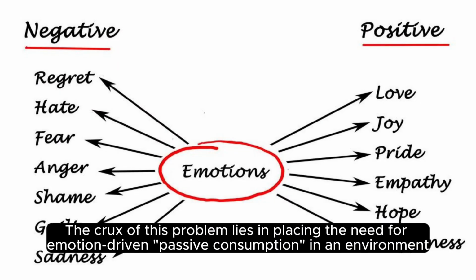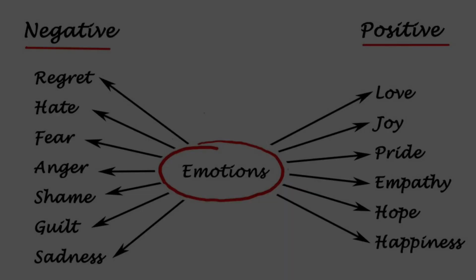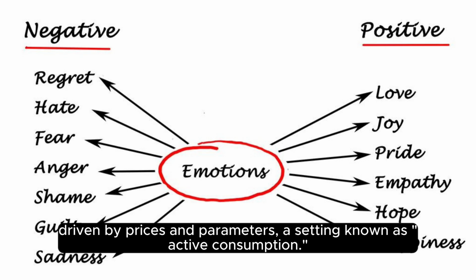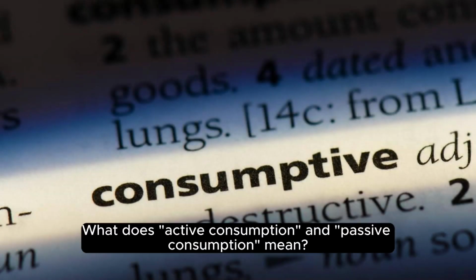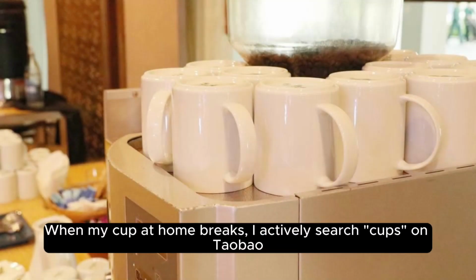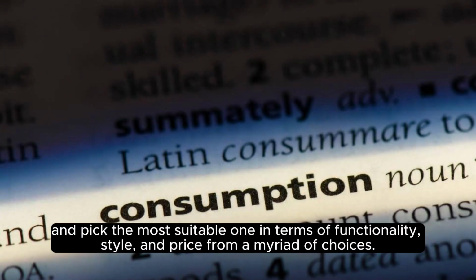The crux of this problem lies in placing the need for emotion-driven, passive consumption in an environment driven by prices and parameters, a setting known as active consumption. What does active consumption and passive consumption mean? When my cup at home breaks, I actively search cups on Taobao and pick the most suitable one in terms of functionality, style, and price from a myriad of choices.